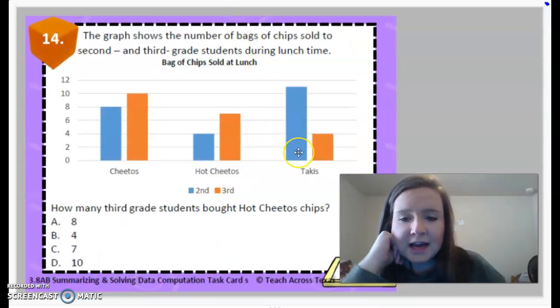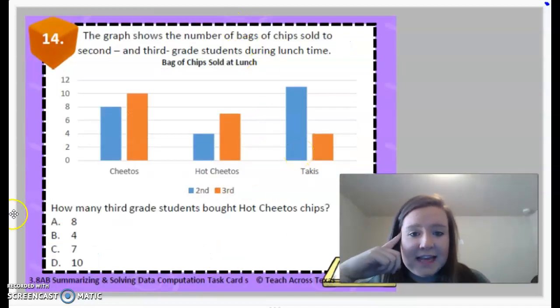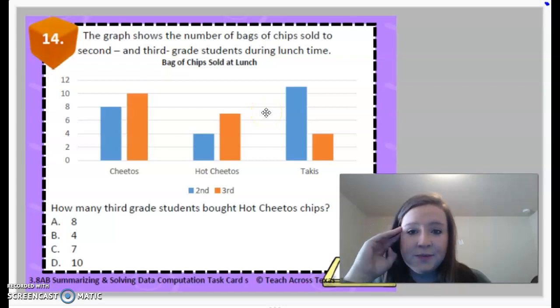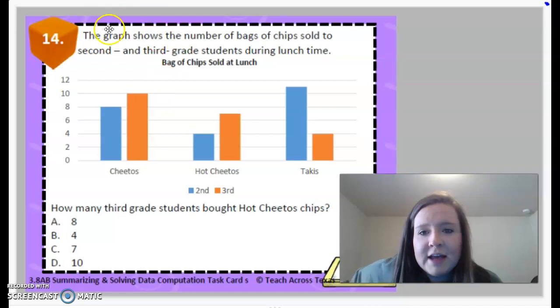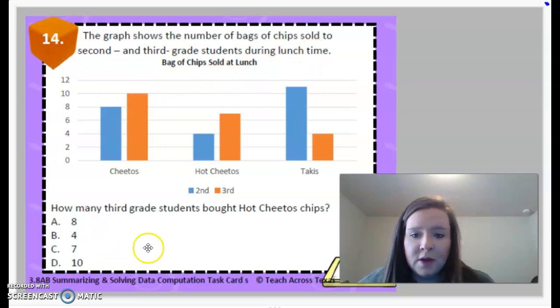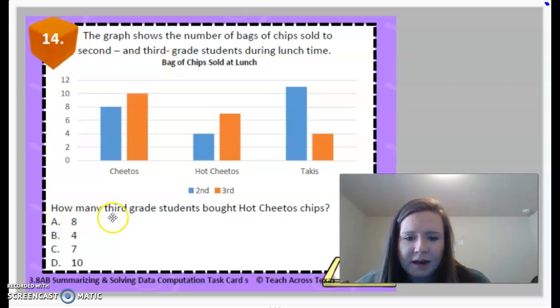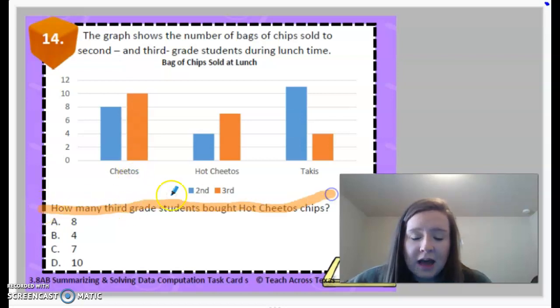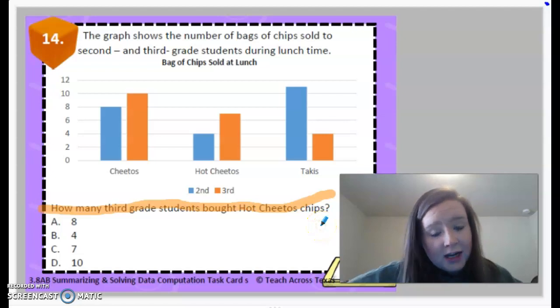Okay, and here is our last graph. What kind of graph is this? Good, this is a bar graph, all right? So the graph shows the number of bags of chips sold to second and third grade students during lunchtime. Okay, so we have Cheetos, Hot Cheetos, and Takis. How many third grade students bought Hot Cheeto chips? So all the information wants us to know is how many third grade students bought Hot Cheeto chips.